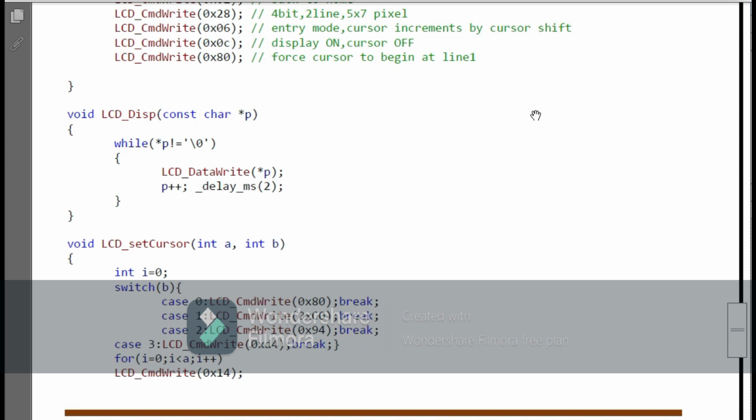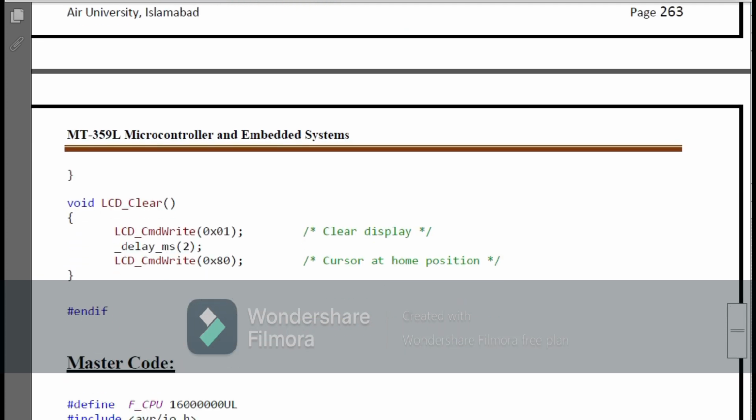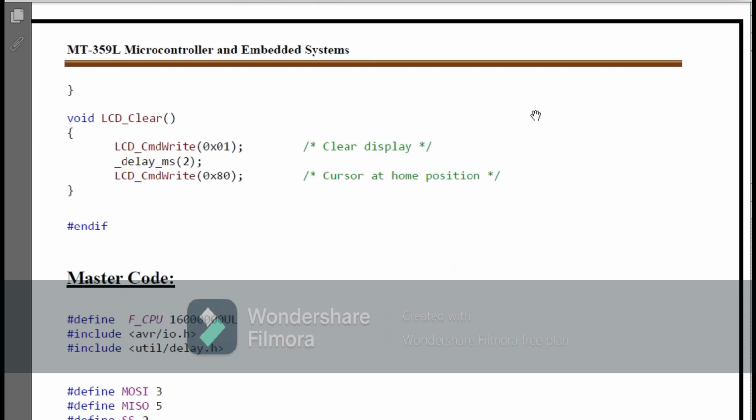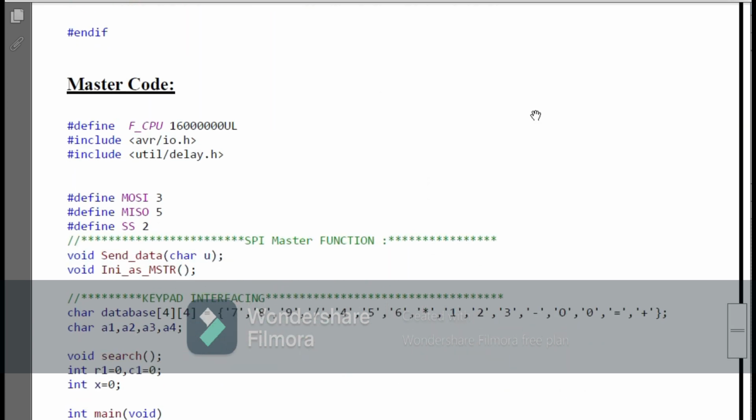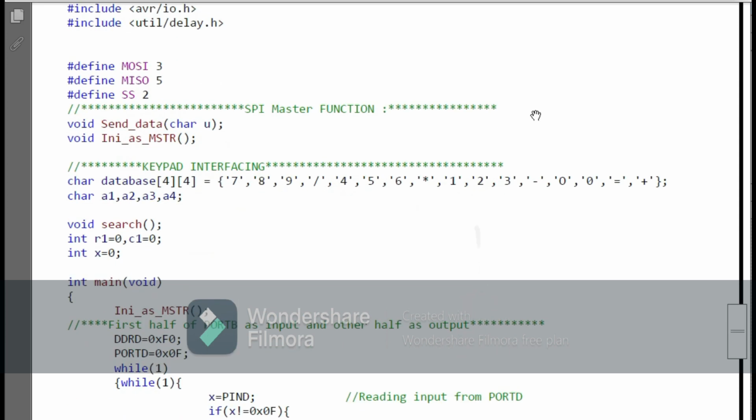Then you can see the LCD display function to write any string on the LCD, and the set cursor function to set the cursor, and to clear the LCD I have made the clear code. And then here you can see I have written the master code for this serial communication. Here I have defined the pins MOSI, MISO and SS, and then I have declared the character type array database of size 44 in which I have declared the 789 divide 456 values that are placed in the keypad.